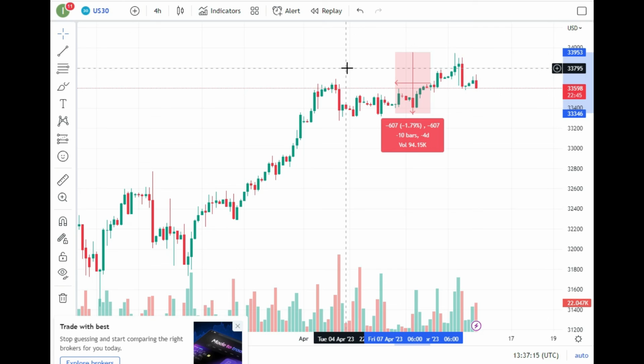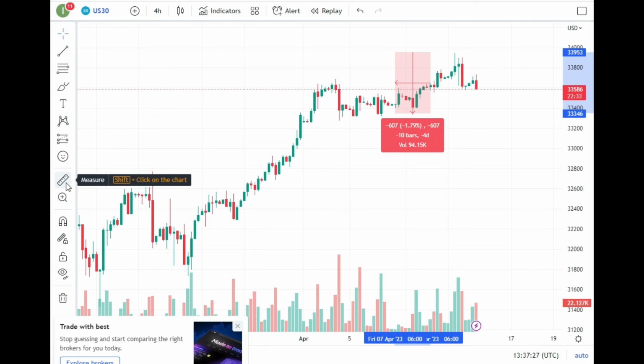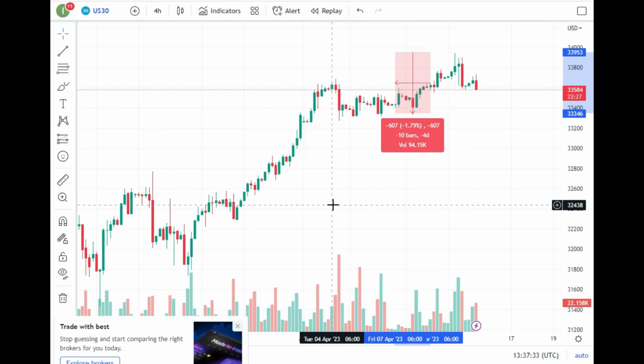Of course, you have a lot of pip calculators. The pip calculator on our website you can use whenever you want, but here on TradingView, this measure tool, I will repeat, this measure tool, this ruler on the left side, is an excellent tool that you can use to calculate pips and watch all these pips, etc.